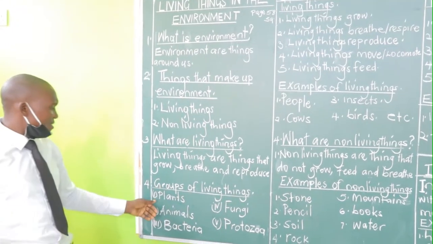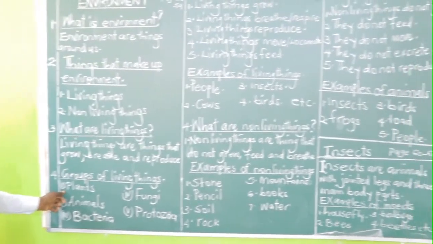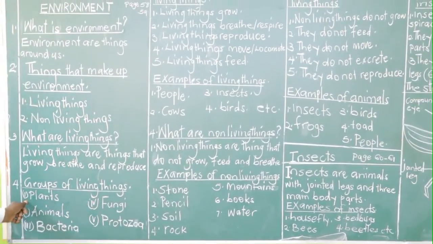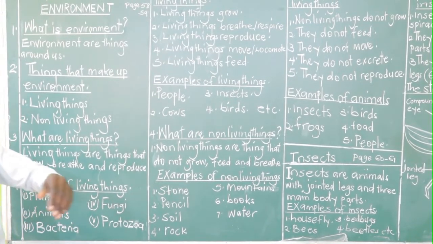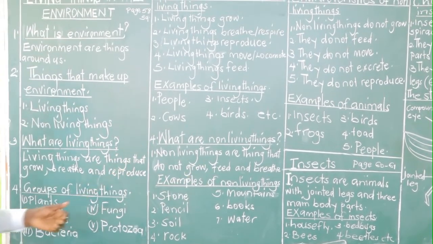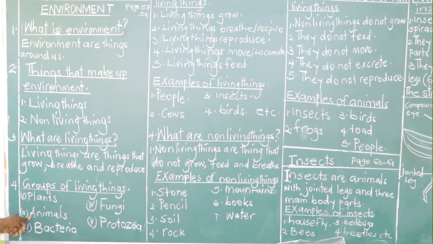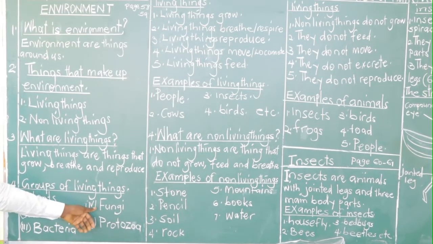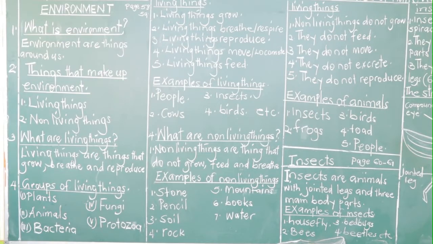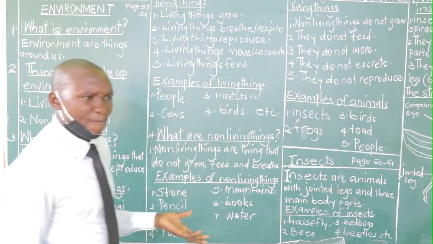Now, we started with plants. When you look around you, there are plants that you normally play with. There are also animals. They are also living things. We have bacteria, we have fungi, then protozoa. All those ones are groups of living things. What are the characteristics of living things?